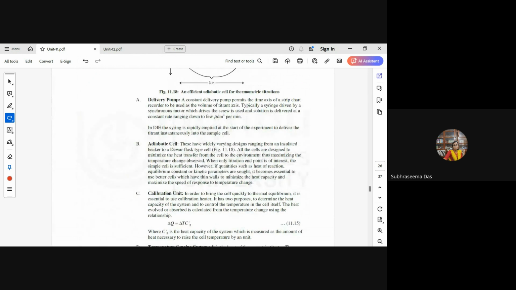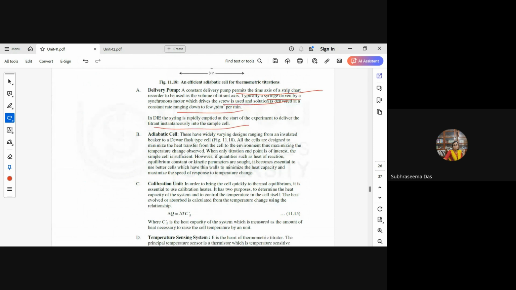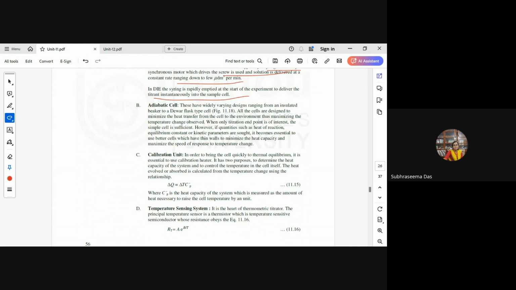Now, a constant delivery pump is used that permits the time axis of a strip chart. It is typically a syringe driven by synchronous motors which drive the screw, with a resolution ranging down to a few microlitres per second. In DIE, the syringe is rapidly emptied at the start of the experiment to deliver the titrant instantaneously into the cell. Now comes the adiabatic cell. These have widely varying designs, and mostly a Dewar flask type is used. All the cells are designed to minimize the heat transfer from the cell to the environment, thus maximizing the temperature change that is observed.